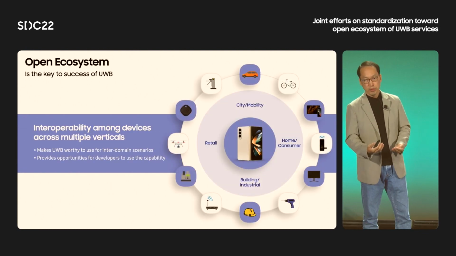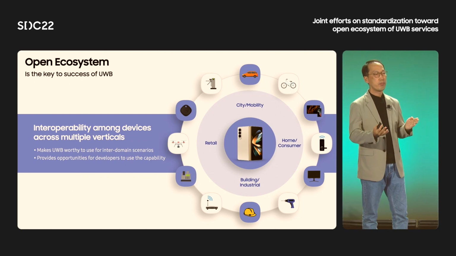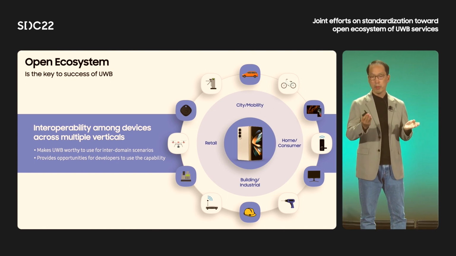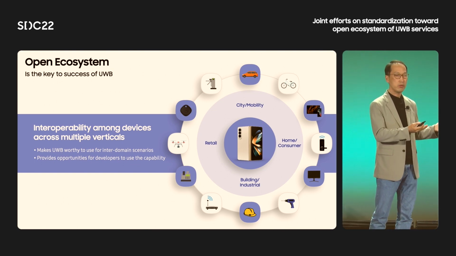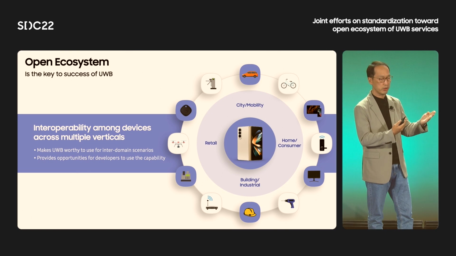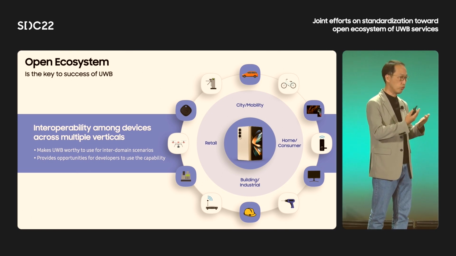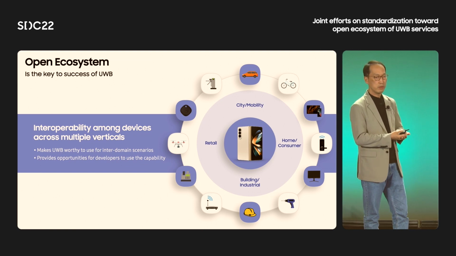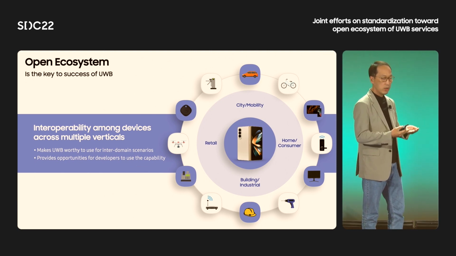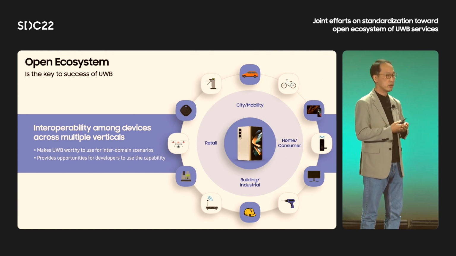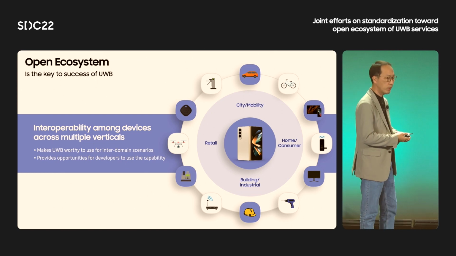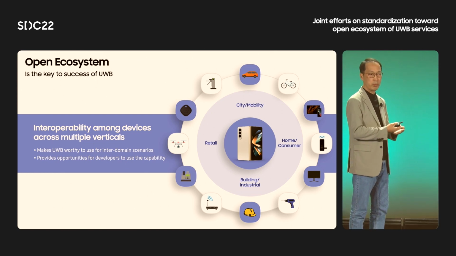We have a dream, we have a vision that all devices from different industry verticals across home, mobility, retail, and industrial will communicate with each other and measure the distance and relative location to each other to provide convenience and rich experiences to our customers. This is all about interoperability and openness, which enable developers and service providers to enjoy the capability for their own purposes. Then what makes that interoperability?